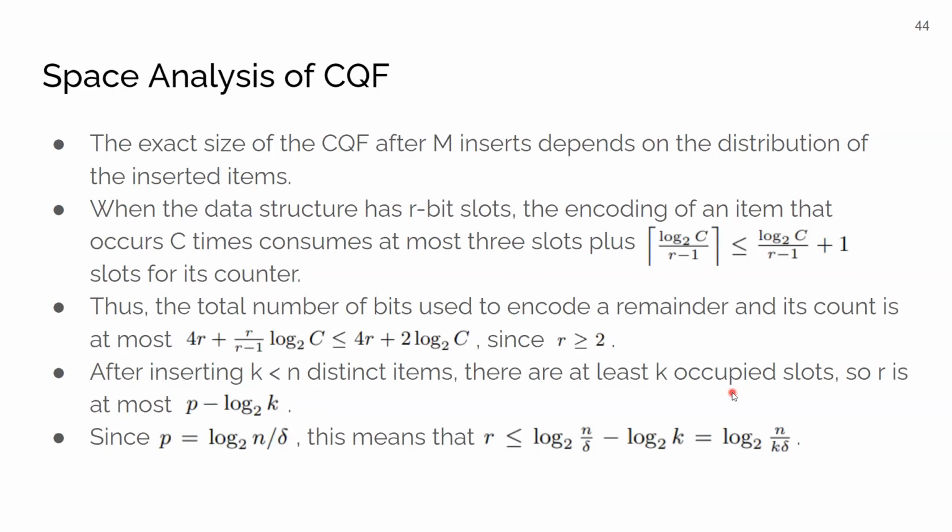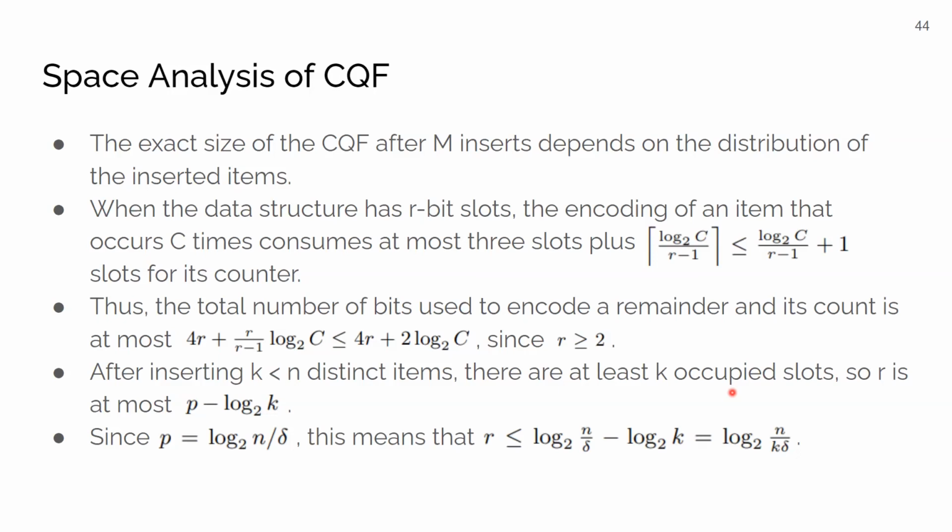Now let's look at the space analysis of CQF. The exact size of the CQF after m inserts depends on the distribution of the inserted items. This is because of the variable length encoding of the counters. When the data structure has r-bit slots, the encoding of an item that occurs c times consumes at most 3 slots plus c log c base 2 over r minus 1 slots for its counter, which happens to be less than or equal to log c base 2 over r minus 1 plus 1.